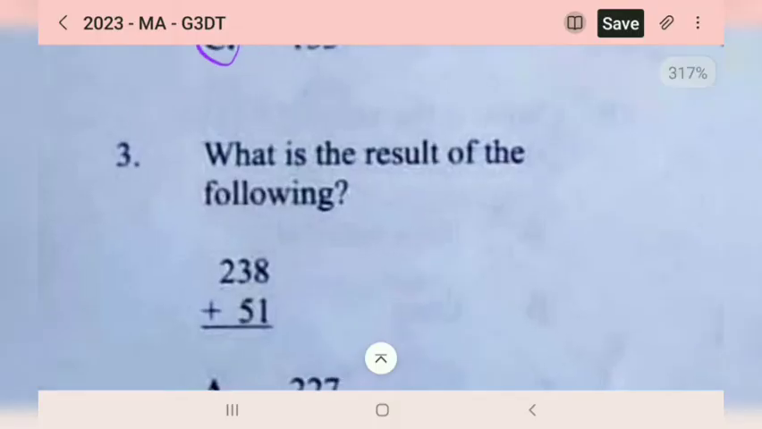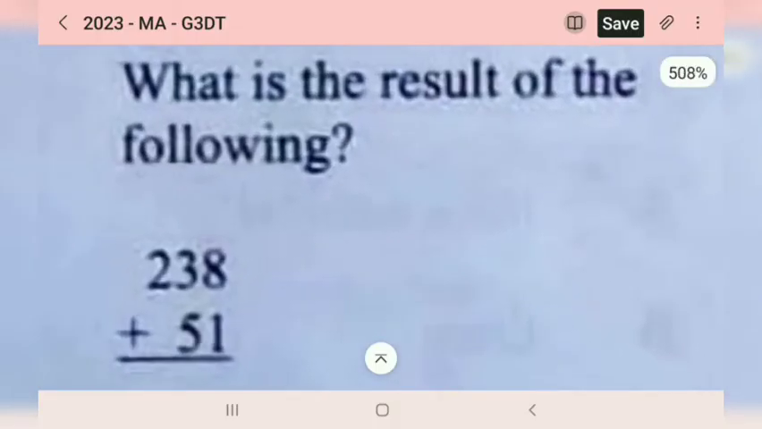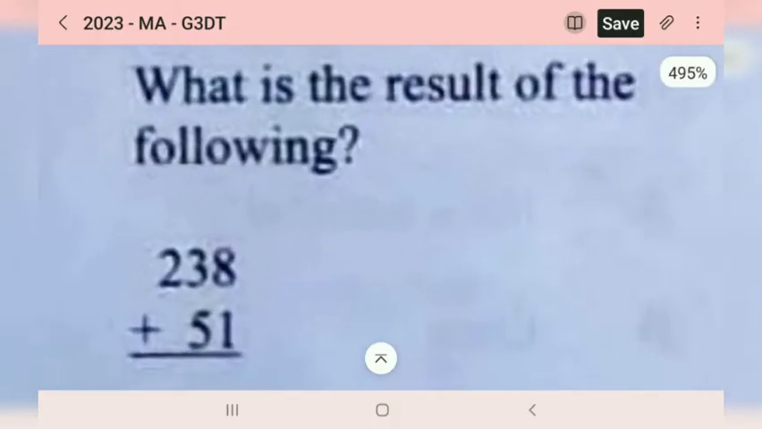This one, number 3, is for all those people who think they know maths, all the people who say them love maths, all those grade 3 boys and girls who say, I am good at math. Let's do this one. What is 238 plus 51?